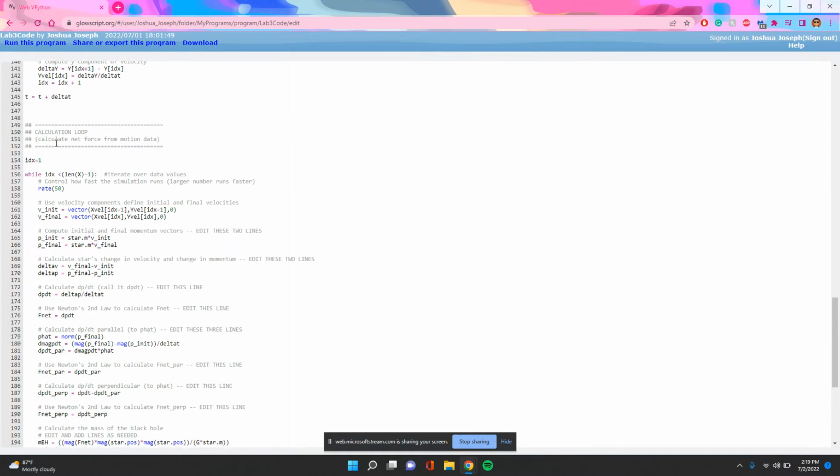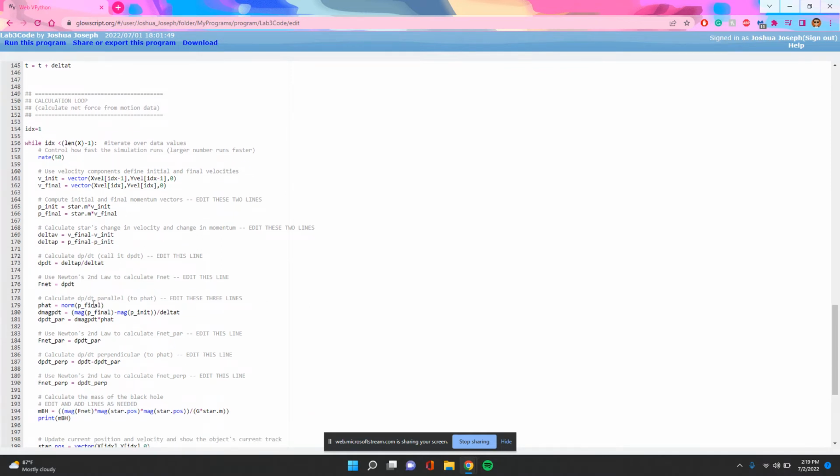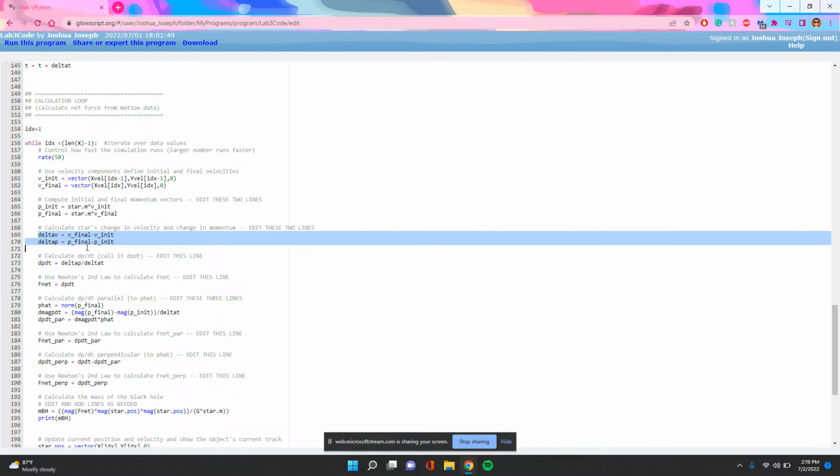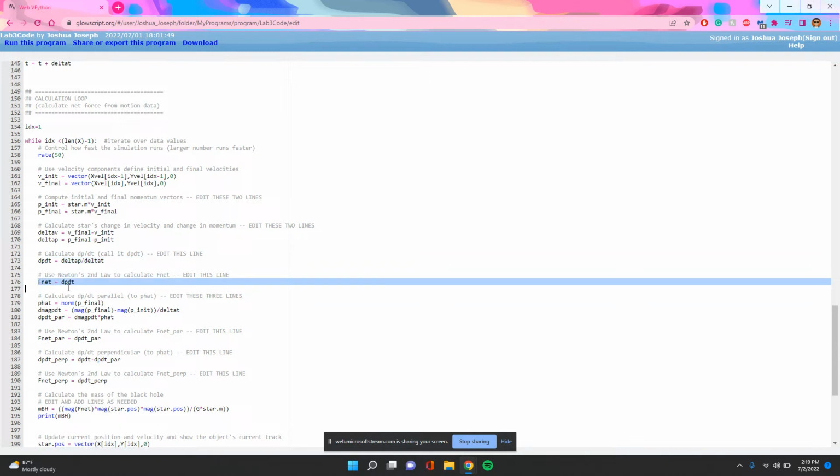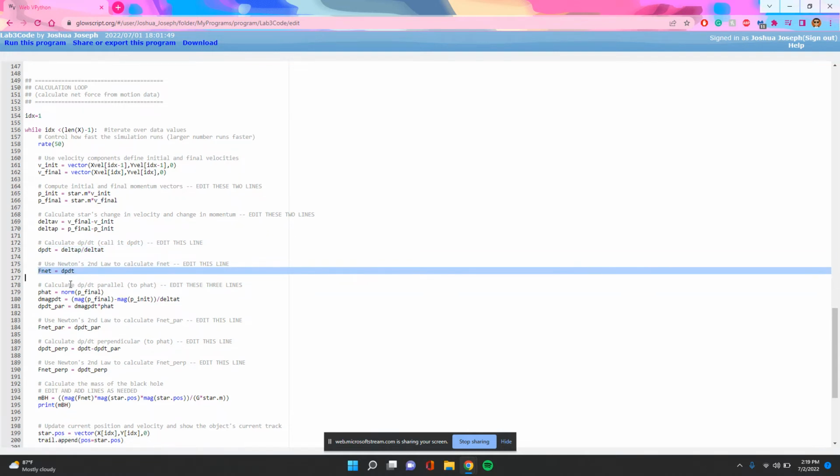Now, as we continue through the while loop, we can see the different components that we accounted for. In this first part, we're dealing with the initial and the final velocity. In the second part, we're calculating momentum by doing mass times velocity for the initial and final velocity. And then we're also determining delta v over delta t, and we're also setting the dp over dt variable.